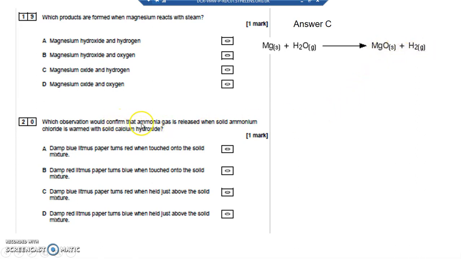Which observation would confirm that ammonia gas is released when solid ammonium chloride is warmed with solid calcium hydroxide? Well, I've got a gas. So it's going to be just above the solid, held just above the solid. It's either C or D. Turns litmus paper red or blue. Well, ammonia is a basic gas, so it's alkaline or basic. It's going to have a pH of about 10 or 11. It's going to turn litmus paper blue. Answer D.